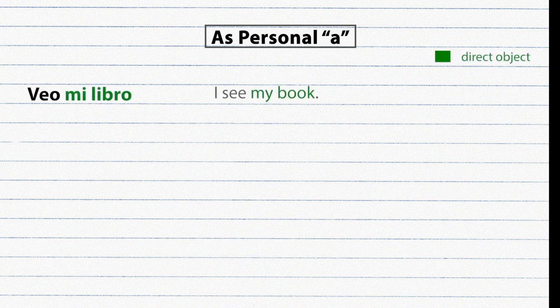For example, veo mi libro. Book is a direct object of the sentence, but is not a person nor a pet, so we don't need to use the personal a here.